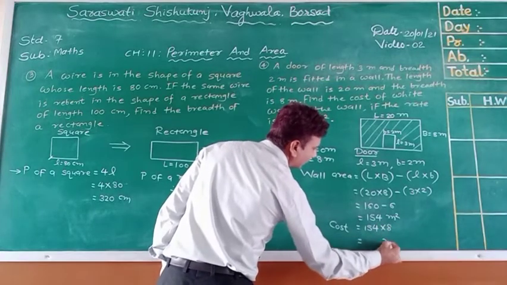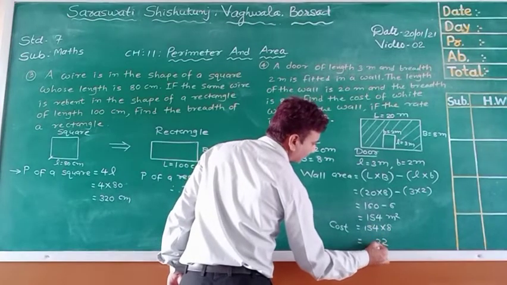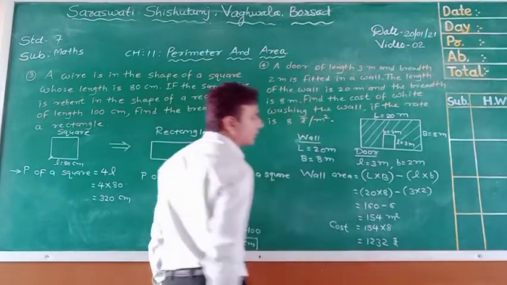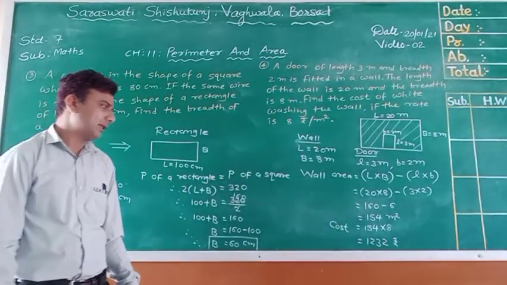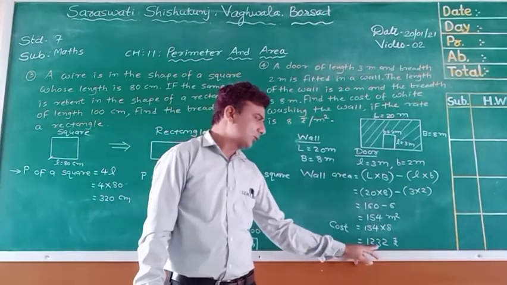8 4s are 32, carry 3, 8 5s are 40 plus 3 is 43, carry 4, 8 1s are 8 plus 4 is 12. So the cost of whitewashing that wall is 1232 rupees.